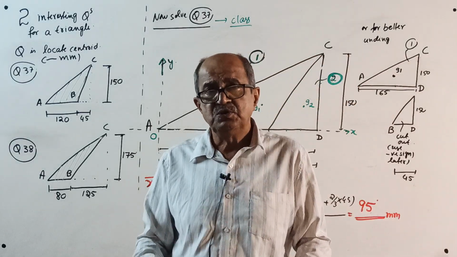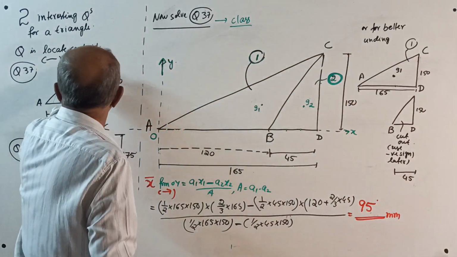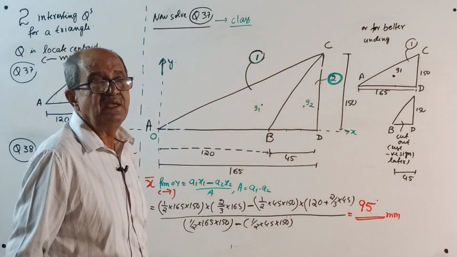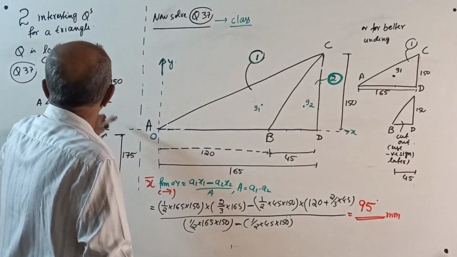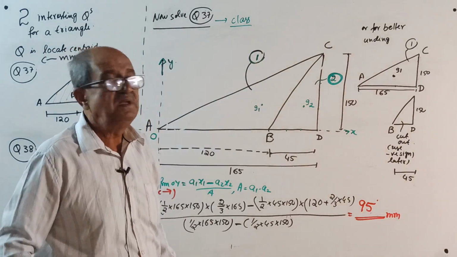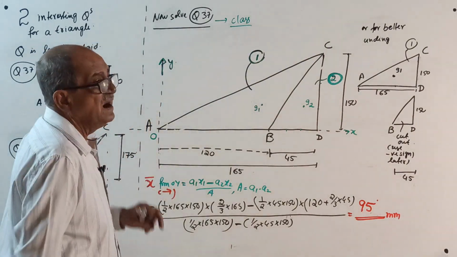Now start today's class, questions 37 and 38. First, 37. Class, something you should write. What all I am dictating, you should write now. This is not a right angle triangle.